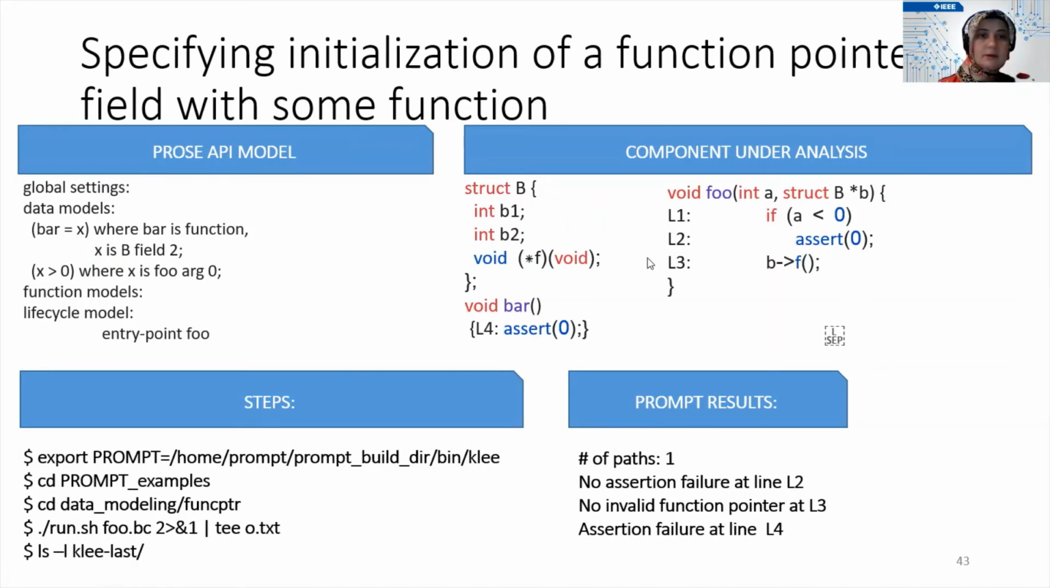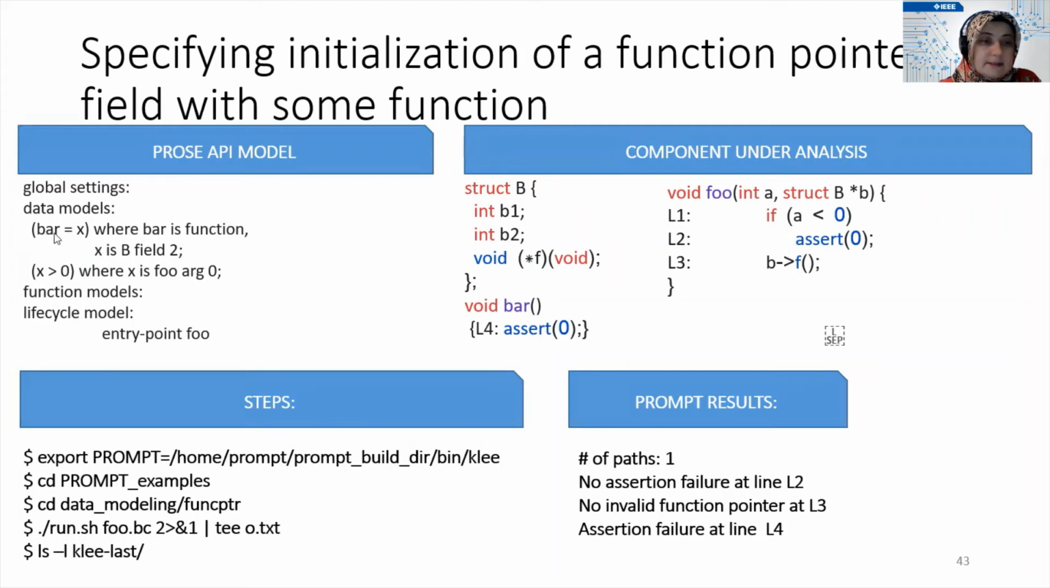So we have here the bar function, and foo is our entry point, and we have a struct type with a function pointer field f, and we can write what is called a bound constraint, as you see here. A bound constraint has some constraint inside the parentheses, and then we have the where clause that explains what each of the variables we use in the constraint mean.